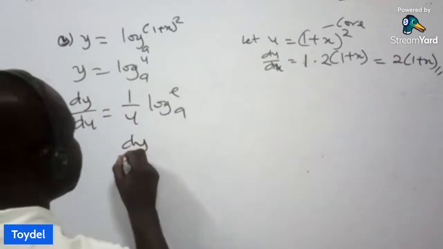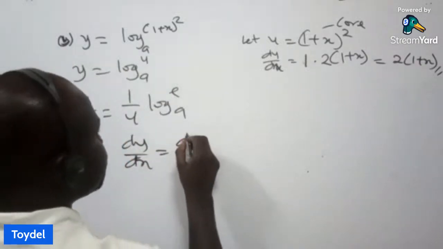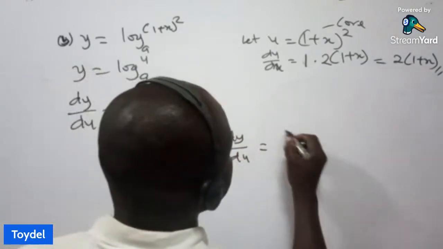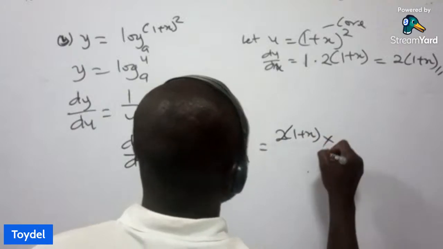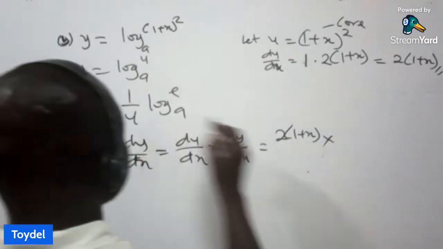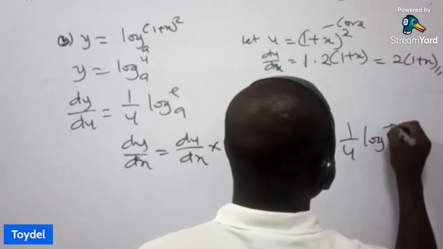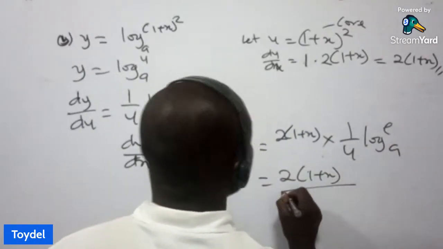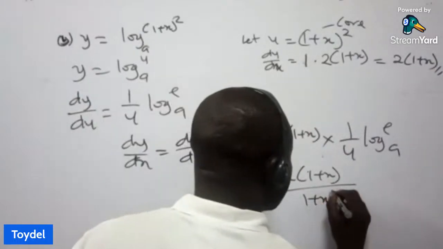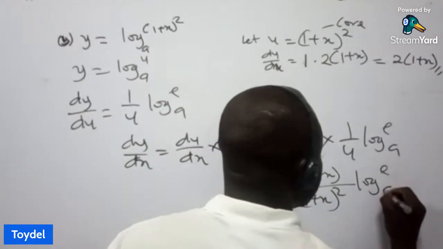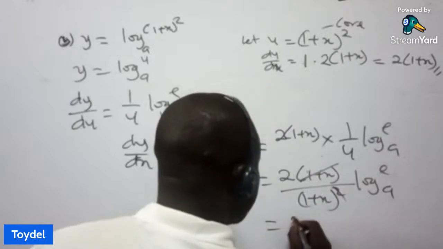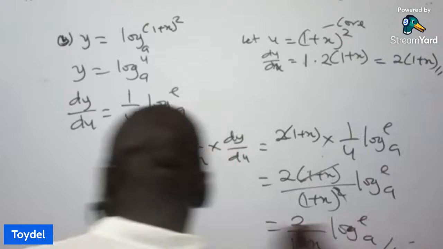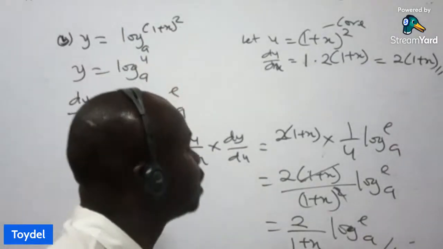I will now say dy/dx will be equal to du/dx multiplied by dy/du. So du/dx is 2 into bracket 1 plus x, multiplied by dy/du, which is 1 all over u log_e a. When I multiply, I'm going to have 2 into bracket 1 plus x all over u, which is (1 plus x) all squared, log_e a. This will take care of 1 here. Then at the end of the day, I'm going to have 2 all over (1 plus x) log_e a. And that's what you are going to get as the final answer.